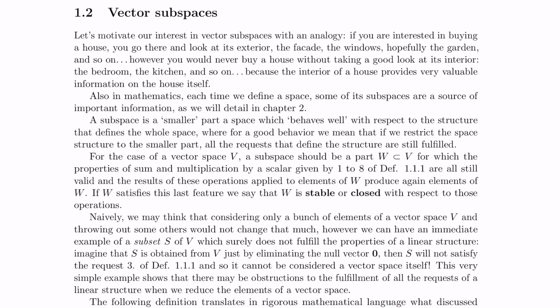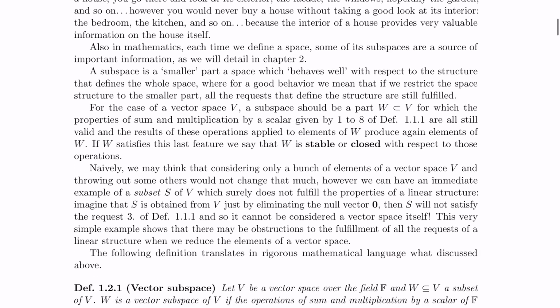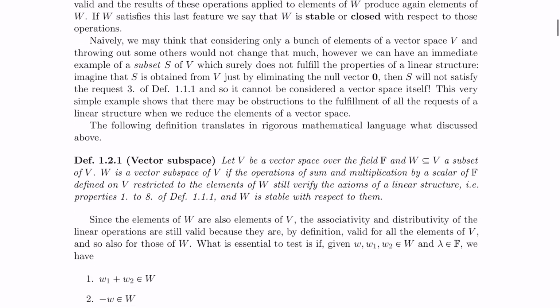This very simple example shows that we must take very good care of the definition of a vector space, and we cannot imagine that the linear structure that is defined on a vector space is automatically also well defined on one of its subsets. Let's give the formal definition of a vector subspace.